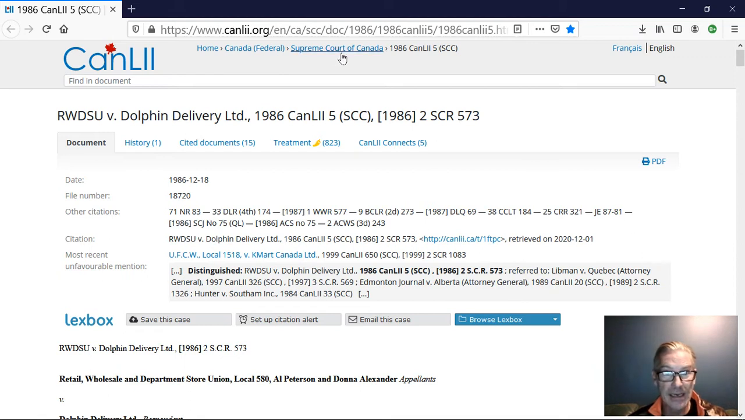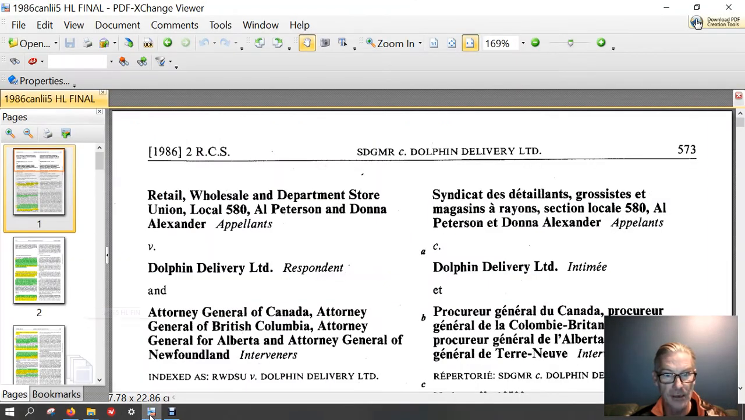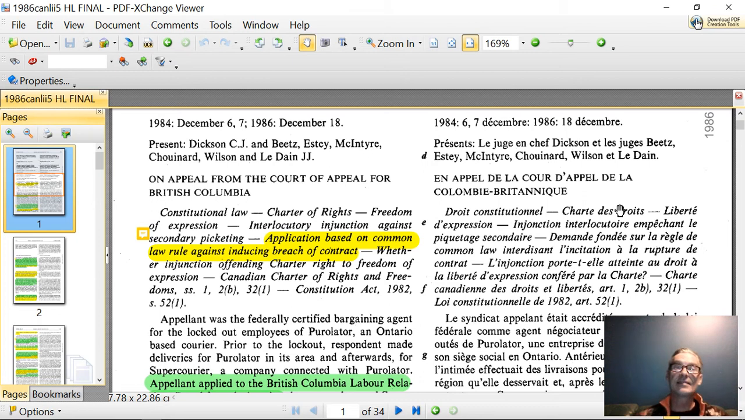This case law is, again, a Supreme Court of Canada case. It's gone all the way up through the courts to the Supreme Court of Canada. And in this particular case, the question is asked, does the Charter apply to common law? And right off the bat, we can see application. Charter of Constitutional Law, Charter of Rights, freedom of expression is the challenge. Interlocutory injunction against secondary picketing. It was challenged, that was against the freedom of expression. Application based on common law rule against inducing breach of contract.